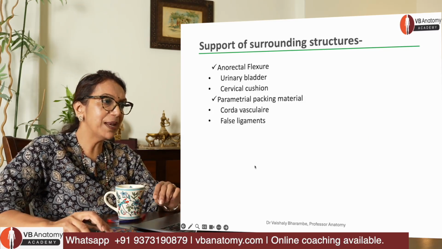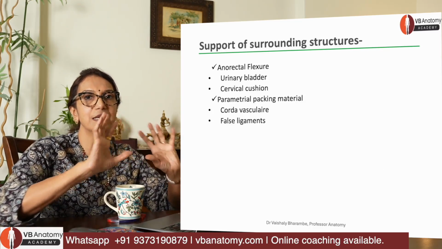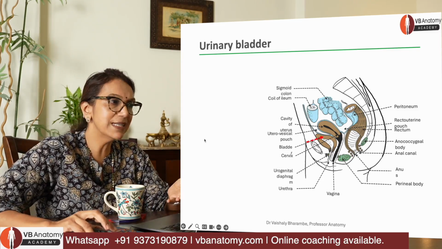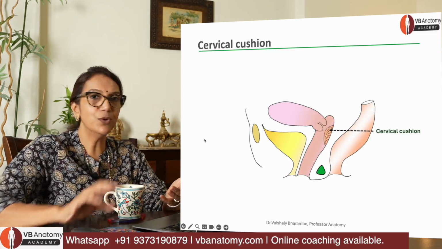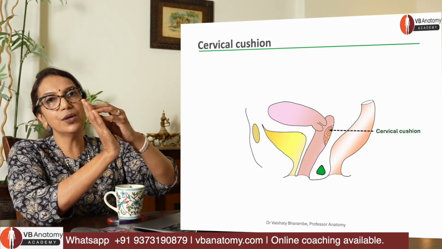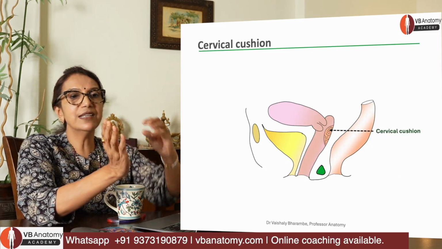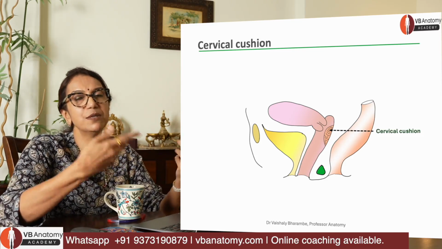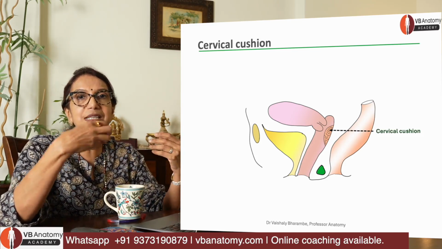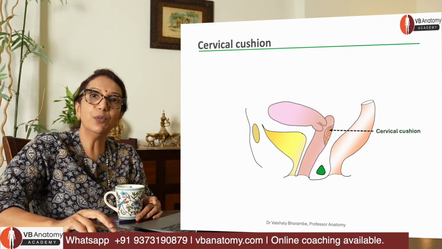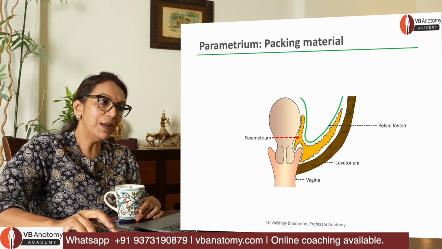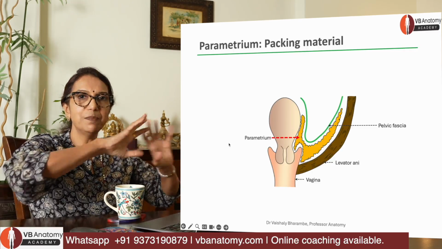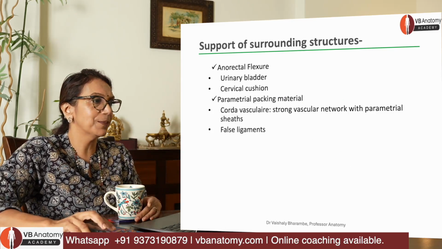Never forget the use of parametrial material, which is packing material supporting everybody from below. The urinary bladder acts as a physical support anteriorly. The posterior wall of the vagina is said to have a thickening on it, which is called the cervical cushion. The cervix goes and rests on it. You see how everybody is oriented towards preventing a prolapse. Even the vaginal wall itself thickens to support the cervix, trying to prevent a prolapse. Parametrial packing material, beautifully seen in this image. I want you to pause and take a look at it. It just packs up everything that is empty, supporting.